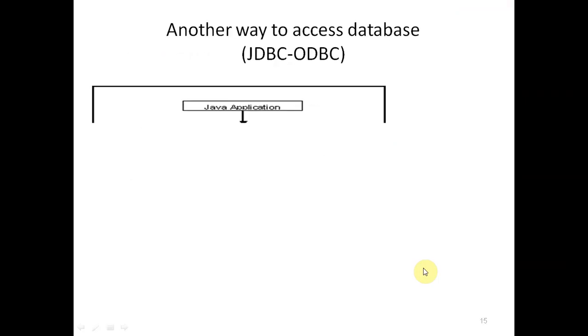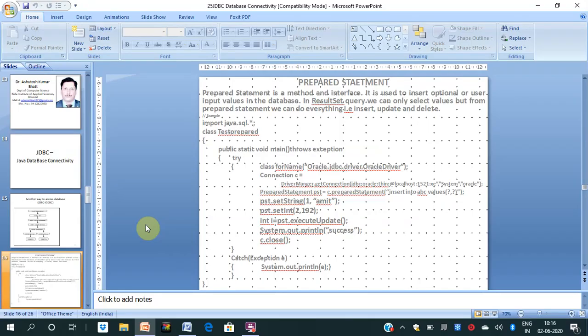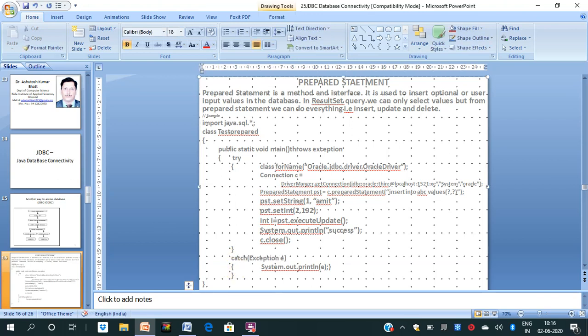Today in this lecture I am describing the prepared statement. I already told you, in case of the prepared statement we can use insert, update and delete, all commands. We start the program by import java.sql.*, and then we have the class named TestPrepared, and inside this class we have public static void main, and for exception handling we have used throws Exception, and this is the try block and this is the catch block. And inside this try block you can see we have mentioned c1 in small letter.